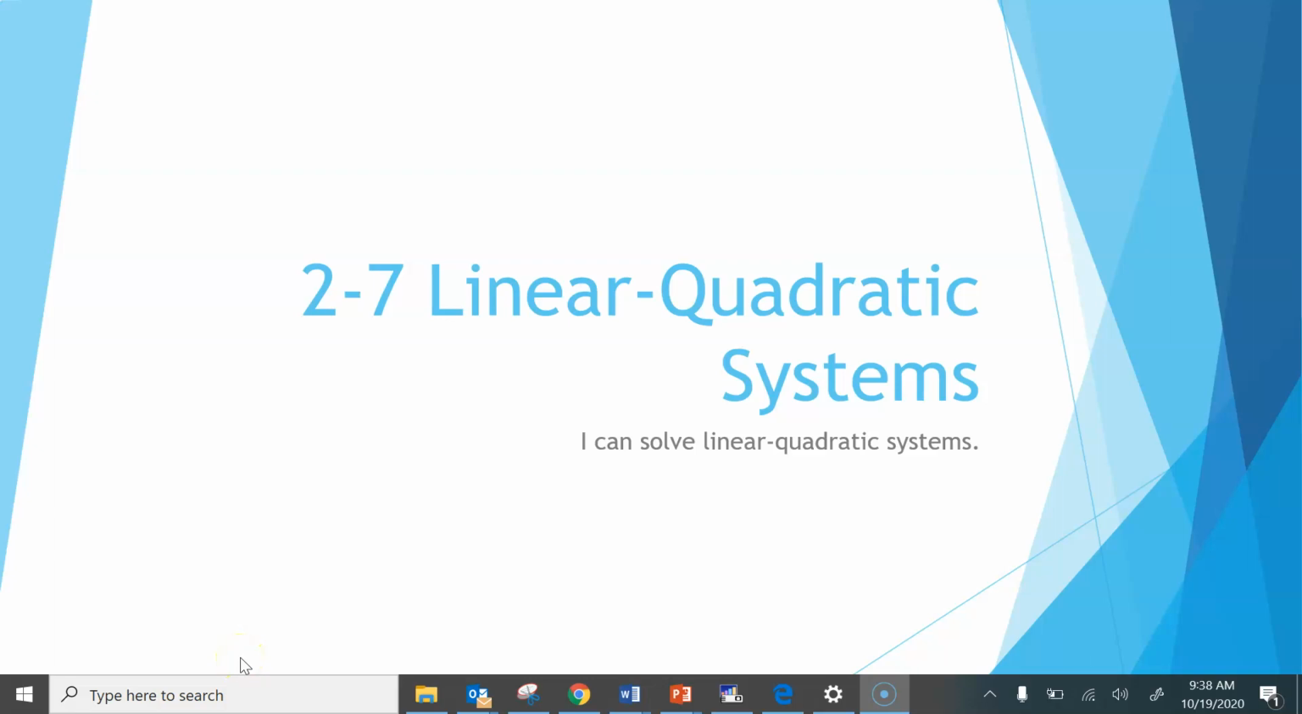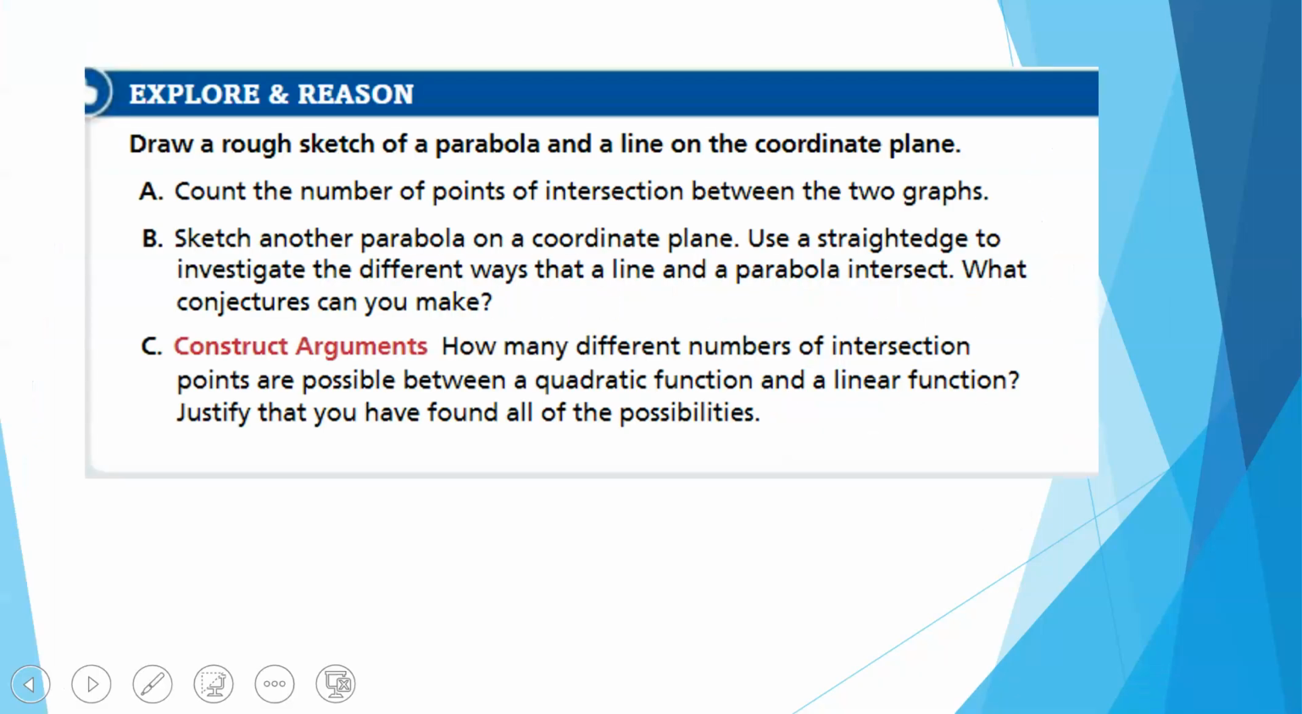Hi, today we are going to look at section 2.7 in Algebra 2, and you can see that the objective for today is that I can solve linear quadratic systems. As a little bit of an introduction, I'm going to have you think about a situation where you can graph both a line and a quadratic or a parabola in the same grid.